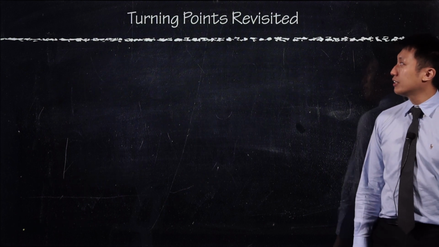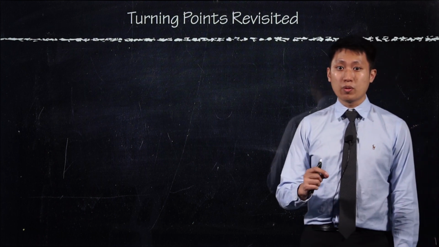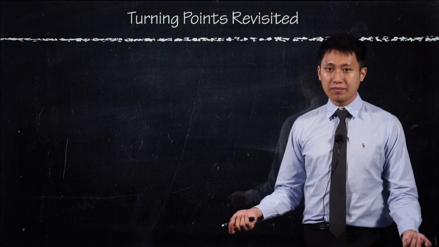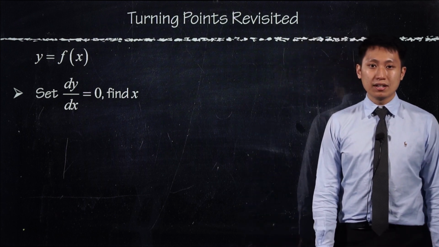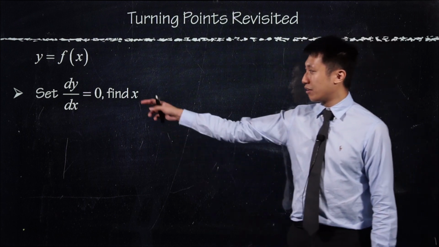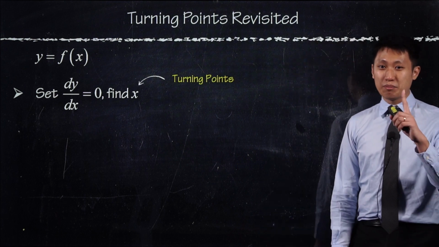Okay, great. Turning points revisited. You know what a turning point is? A turning point is a point where f prime changes. So y = f(x). How do you normally find this? You set dy/dx equal to 0, then you find x. That's the turning point. That's the turning point in SPM.